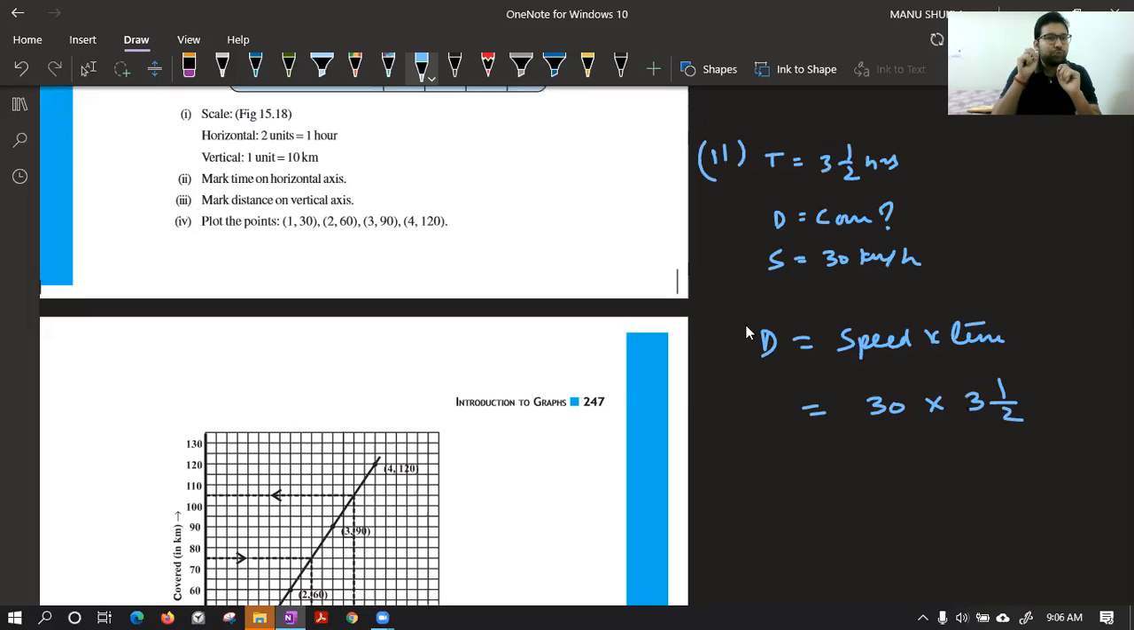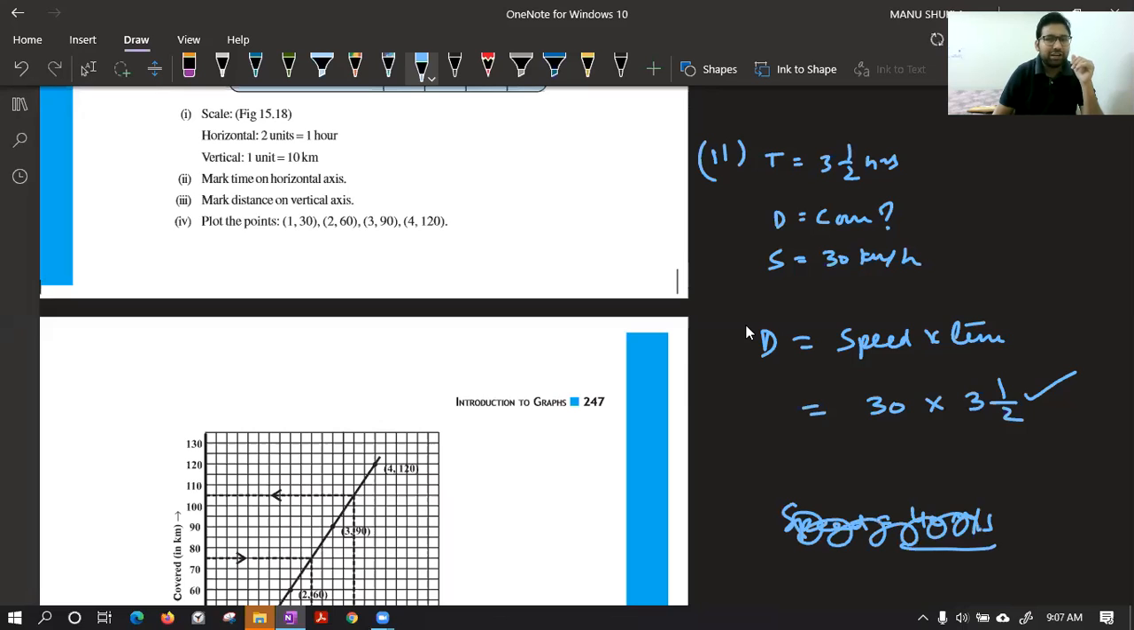But suppose the speed given to you is 40 meter per second and time given is 3.5 hours. Will it be correct to multiply directly in this way? Can you multiply them directly? No, we need to convert, because without having the same units you cannot find the answer. So you need to be aware of all these things in your mind.